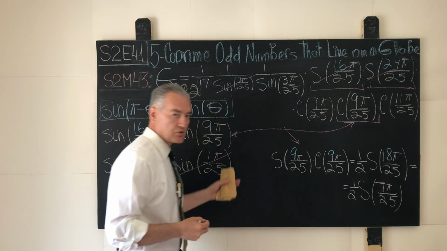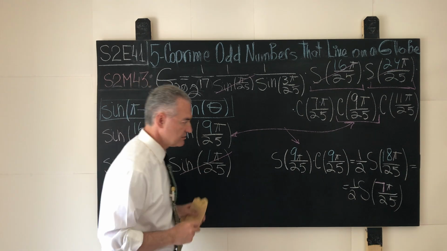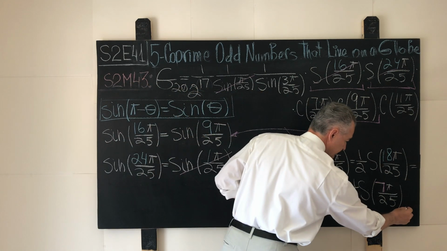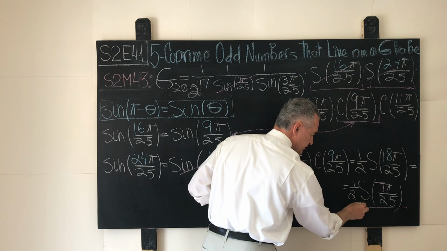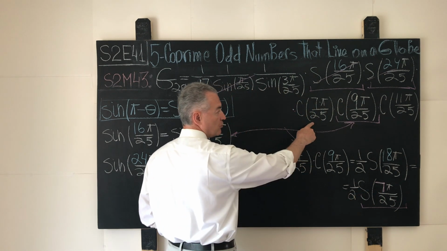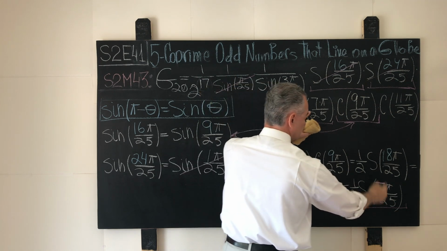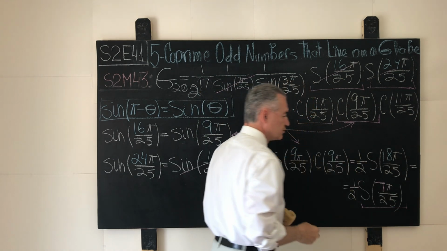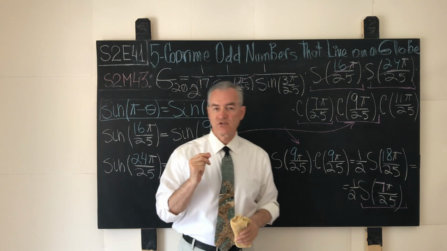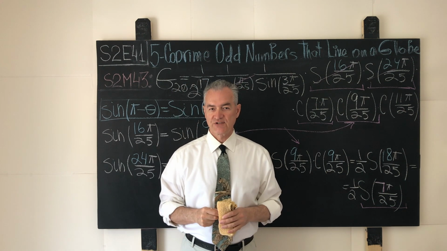And what do we see again? I will erase the board right now to keep things neat. But you already understand where this is going. We have the sine of 7 pi over 25. And what is here? The cosine of 7 pi over 25. These 2 guys collide and produce an interesting result that is very useful to us.